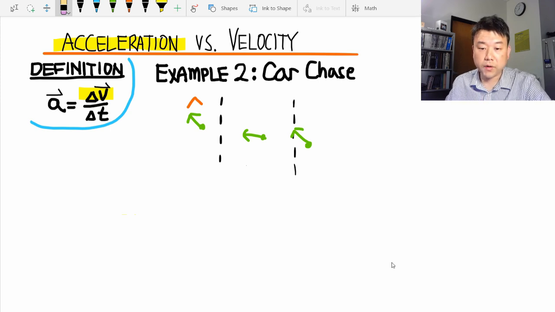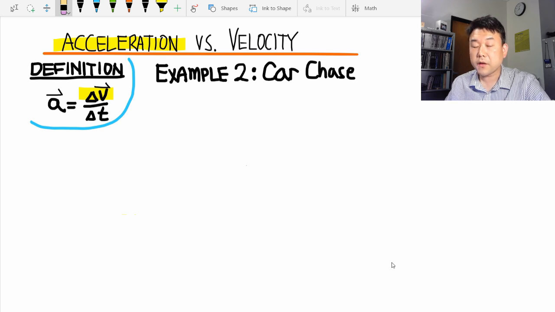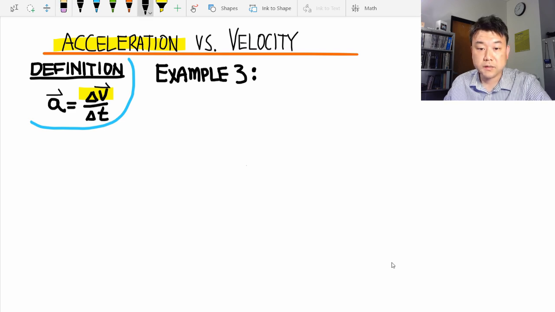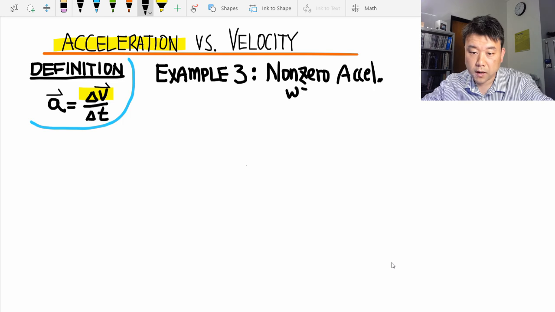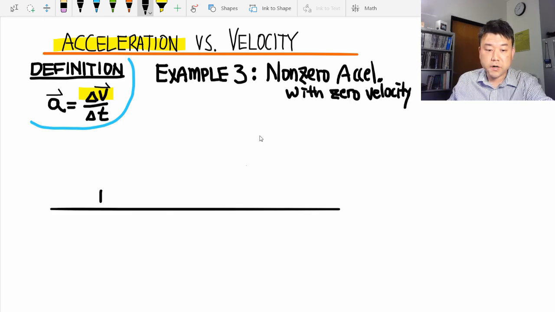So I want to end with the last example where there is no motion in the sense that velocity is zero, but there is acceleration. To crystallize that you can have acceleration with zero velocity. And even though you would be feeling motion at that particular moment in time, the velocity is zero. So I don't really have a good name for this, so let me just call it non-zero acceleration with zero velocity. So imagine you are in a car which is stopped at a signal light.